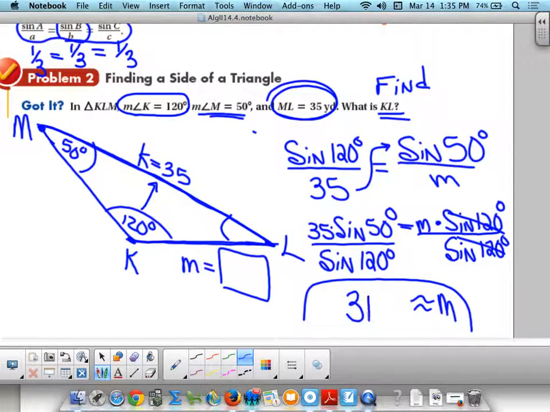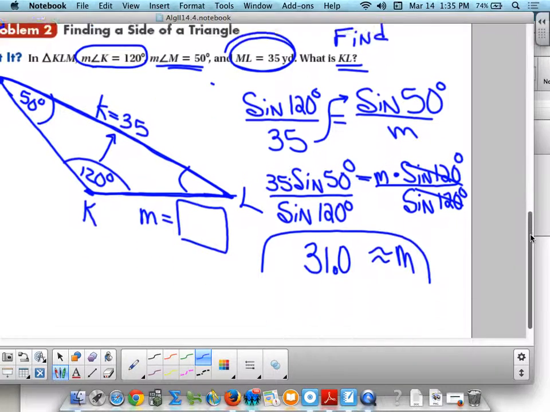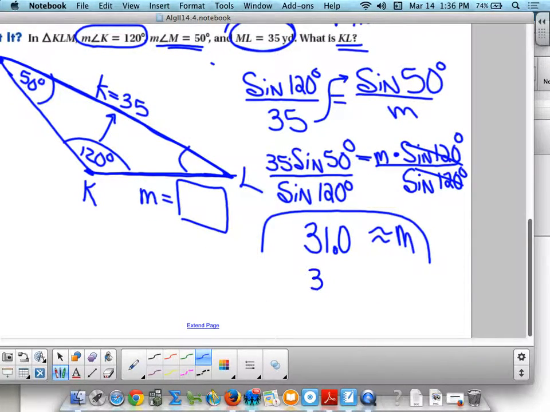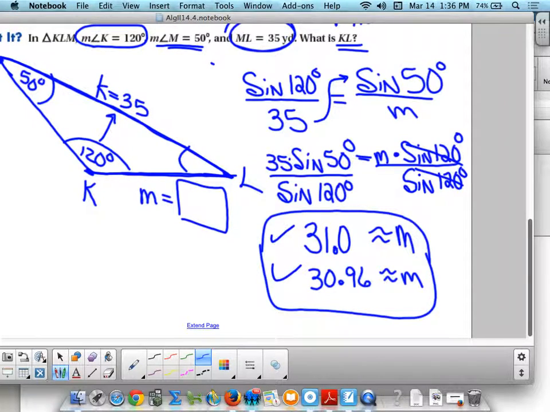I was at 30.95. If I go to the nearest tenth, the answer is 31.0. If I go to the nearest hundredth, it's 30.96. This question does not tell me what to do, so I'd accept this, I'd accept this. Of course, you can go further out if you want, but I don't think you want to.